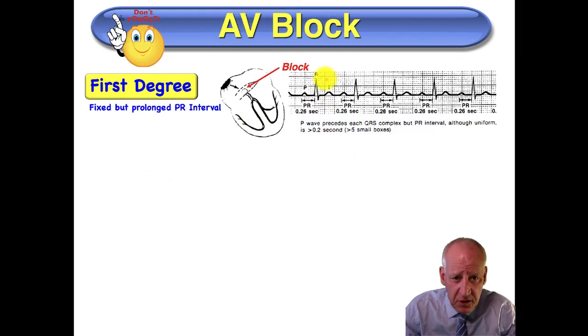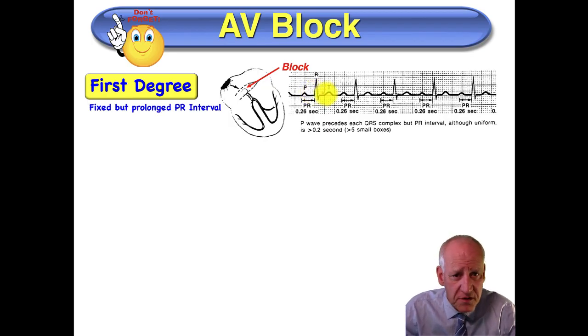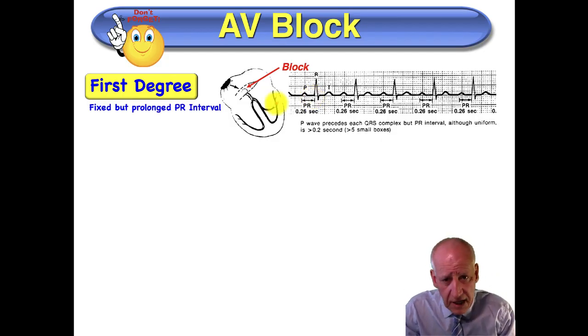Recall that if each and every QRS complex follows a P wave by a fixed normal PR interval, AV conduction must be normal. That is a normal sinus rhythm. However, if QRS complexes always follow P waves, but the PR interval is abnormally long, more than 200 milliseconds or 5 small boxes, then your patient has what's called a first-degree AV block. This is generally a minor conduction defect. The atrial impulse is always transmitted to the ventricles, but just with an unusually long delay.